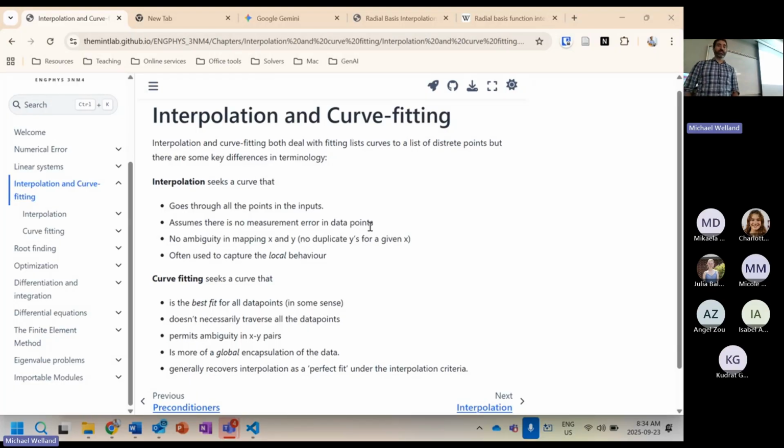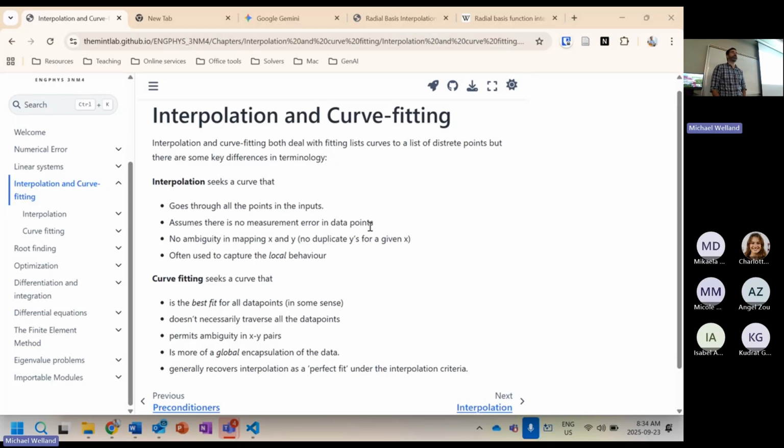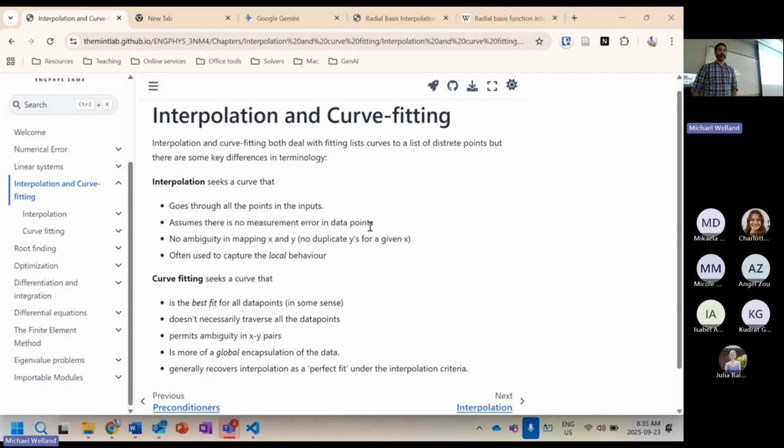Okay. So differences between interpolation and curve fitting. Interpolation seeks a curve that goes through all the points in a plot, right? When you're connecting the dots, even before fitting a curve. Anybody ever play connect the dots? What you're doing is kind of interpolating. It is assuming that there is no experimental error or measurement error in the data points that you're interpolating between. It's just a foregone conclusion that these are absolutely right. There is no ambiguity in mapping between the X and the Y.